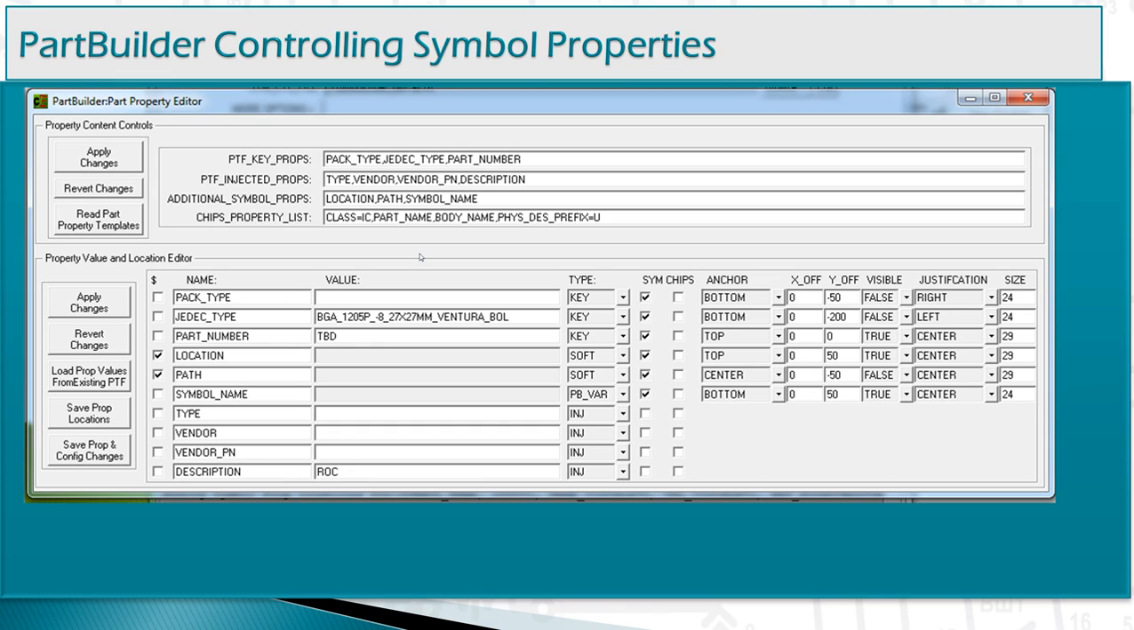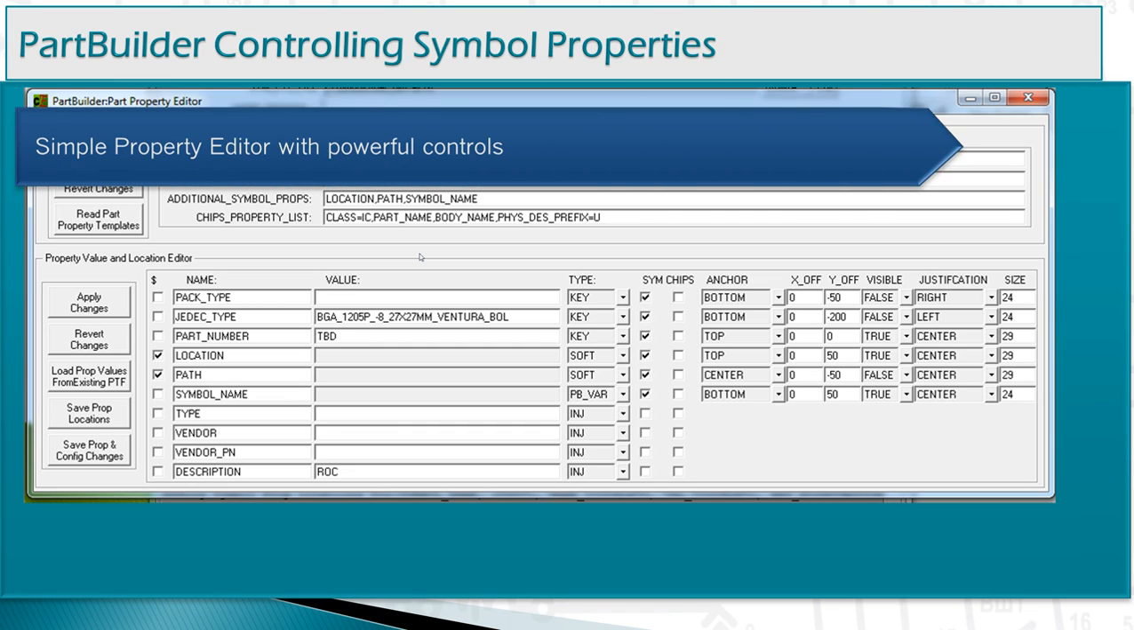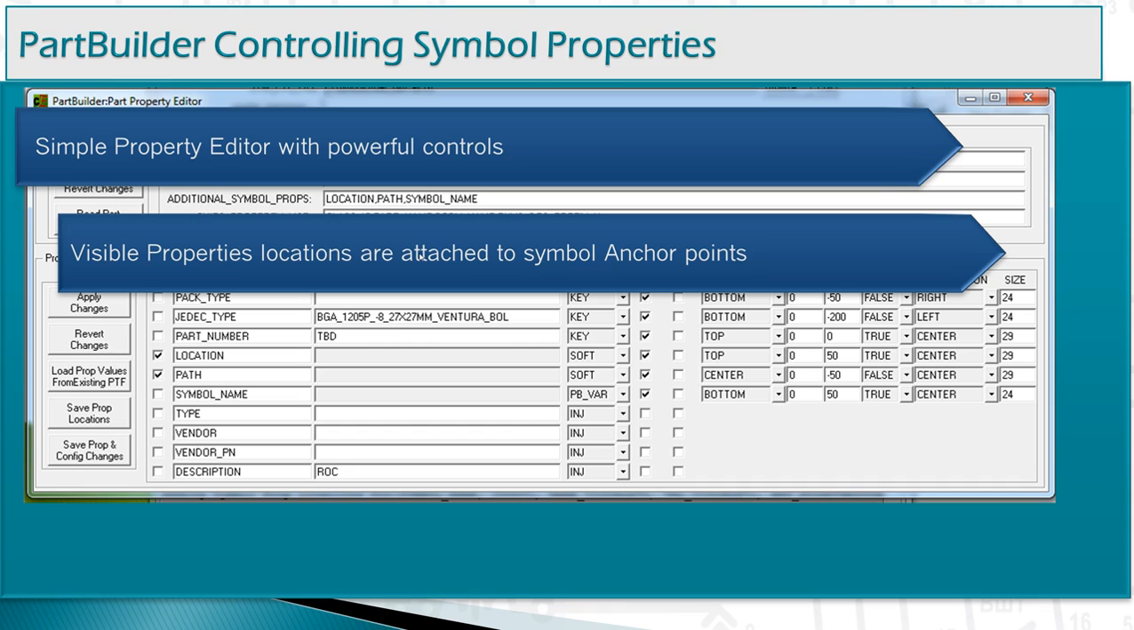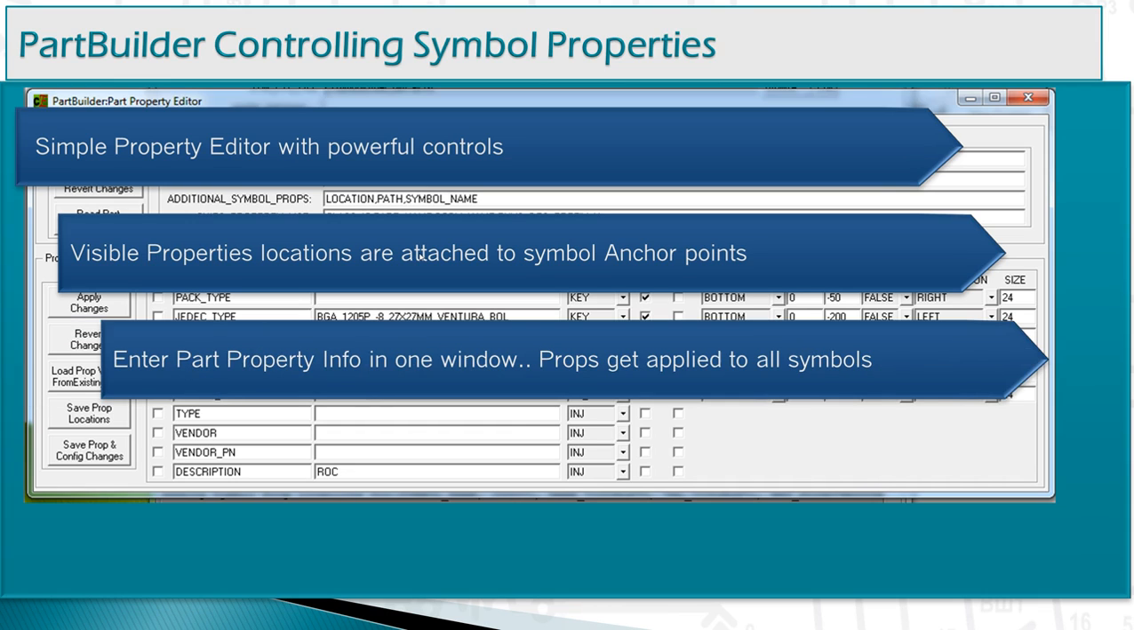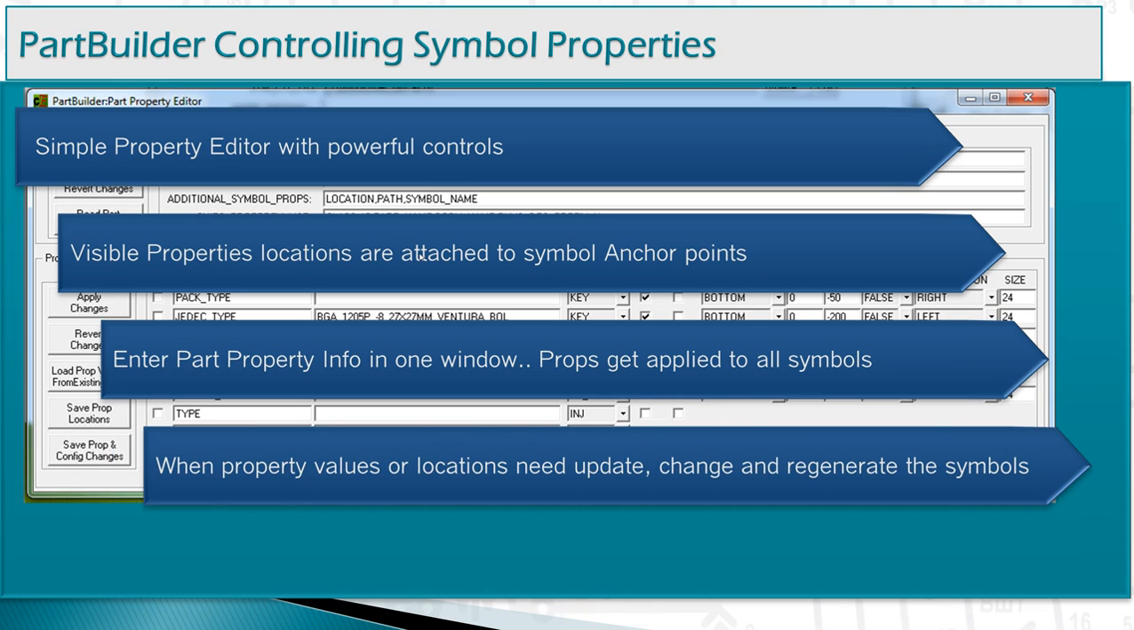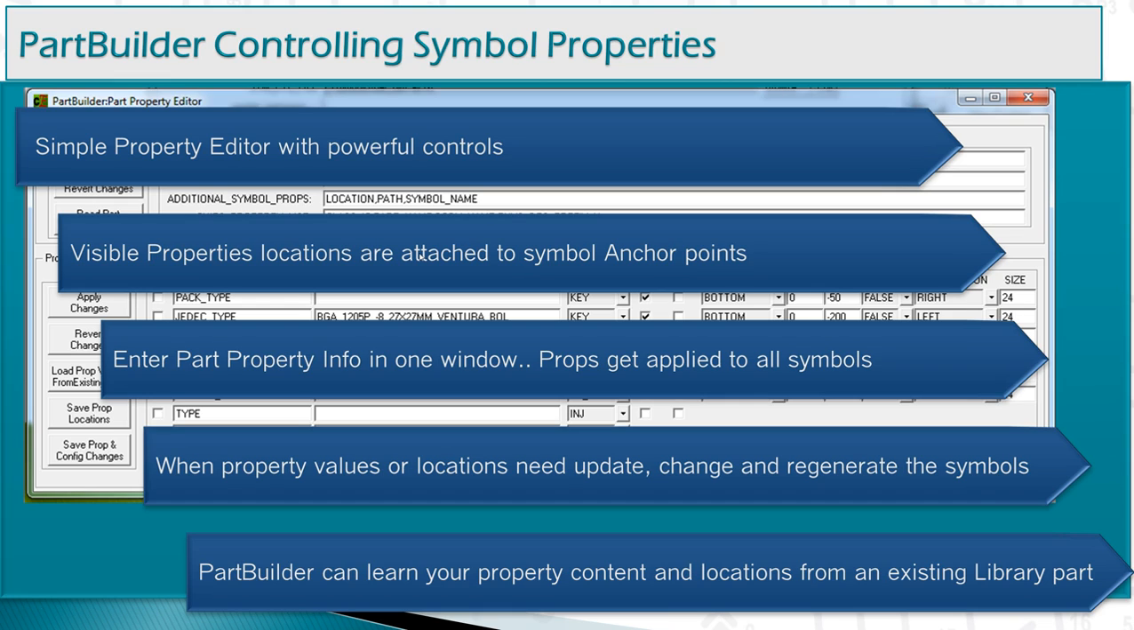PartBuilder has a very powerful editor to control symbol properties. Visible property locations are attached to symbol anchor points. You enter the part property info in one window and the properties get applied to all symbols. When property values or locations need an update, you can change just the properties and regenerate the symbols. PartBuilder can learn your property content and locations from an existing library part.